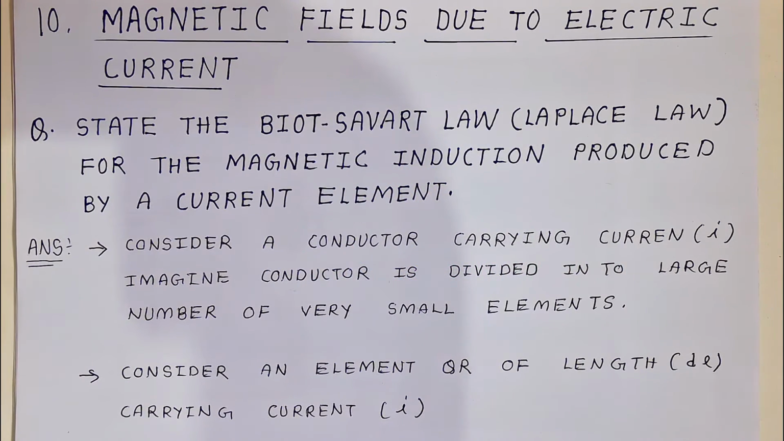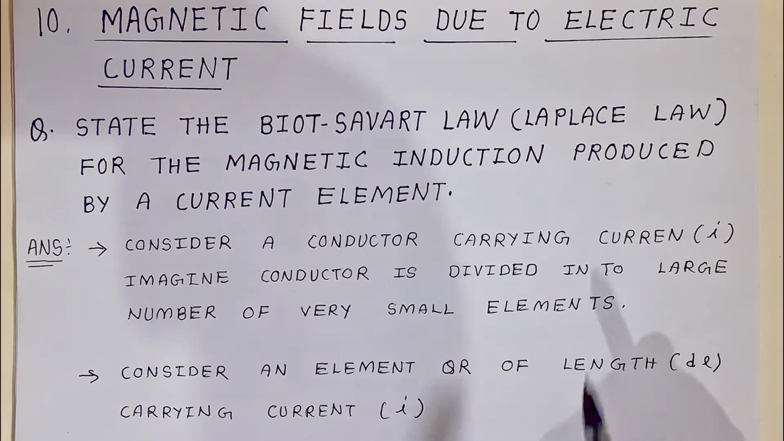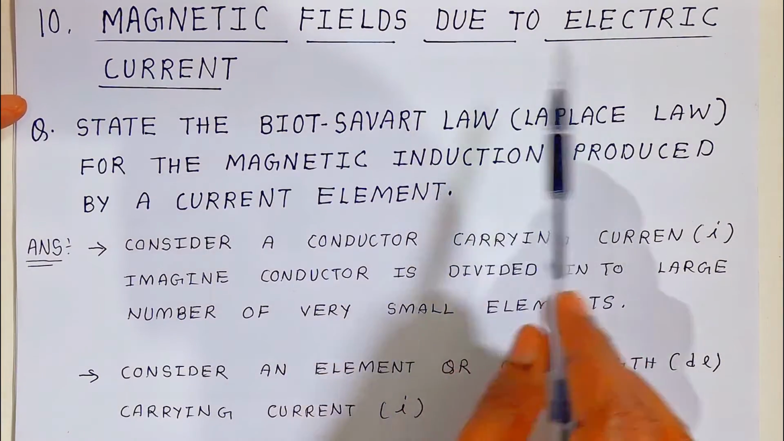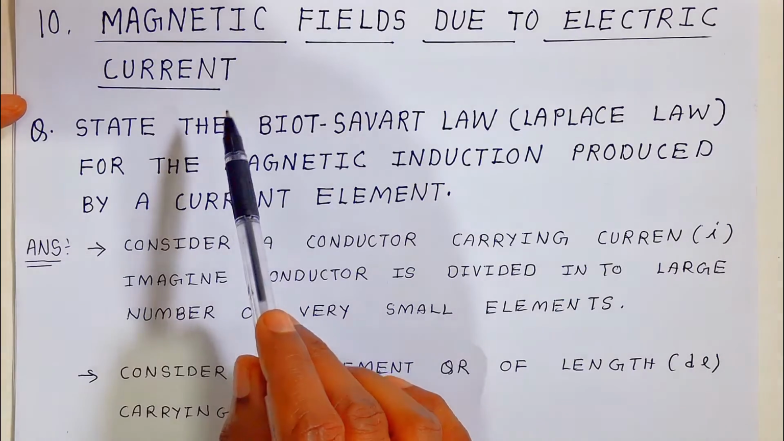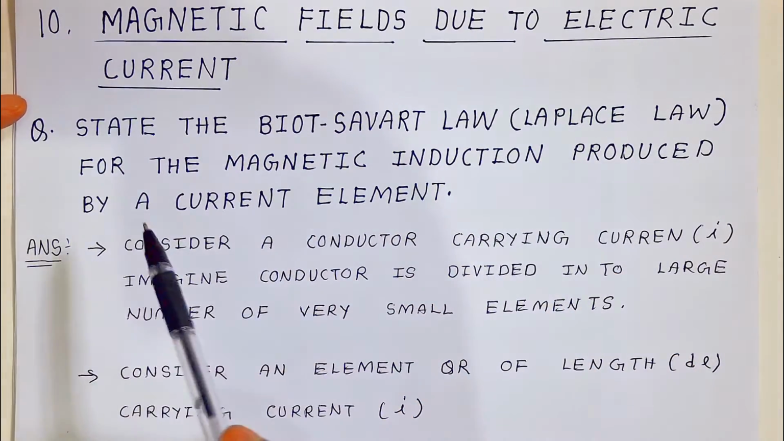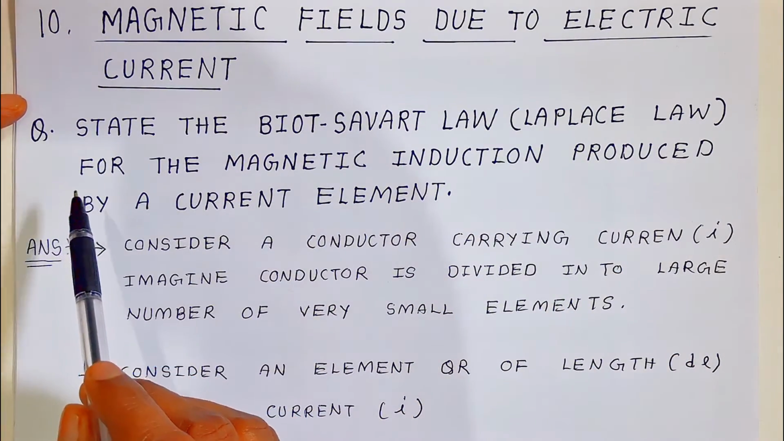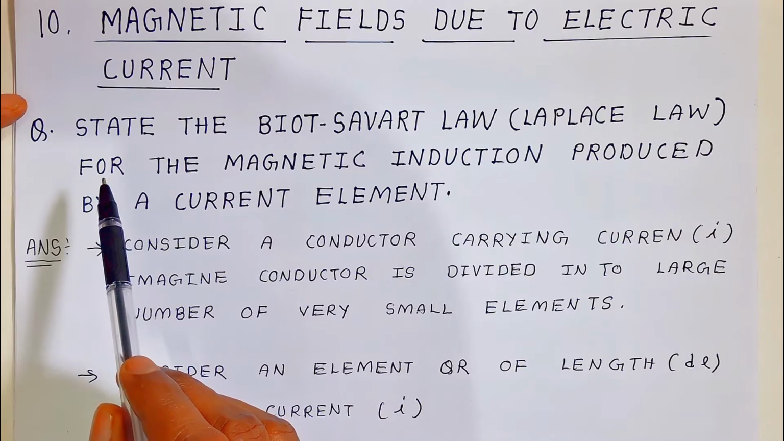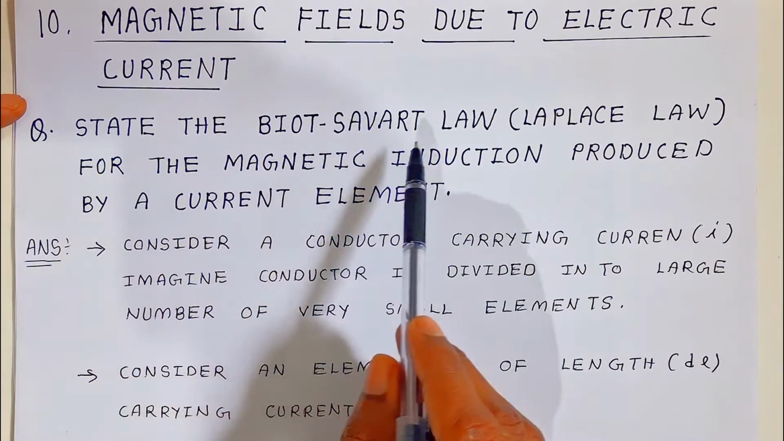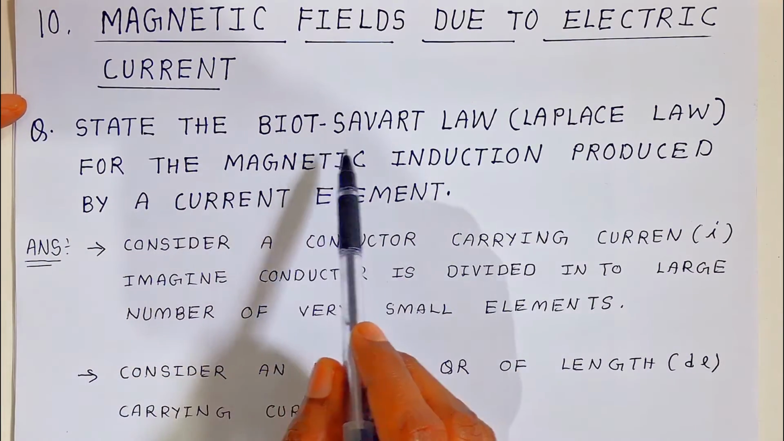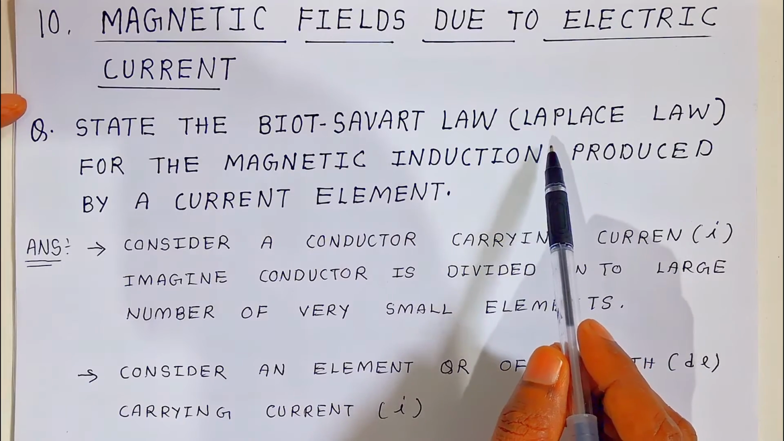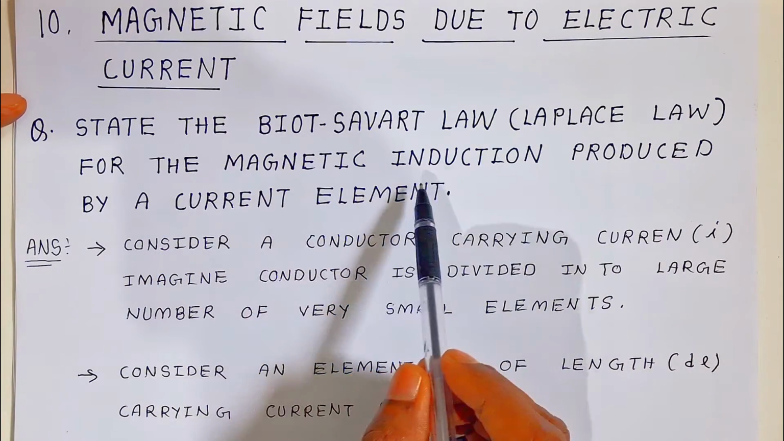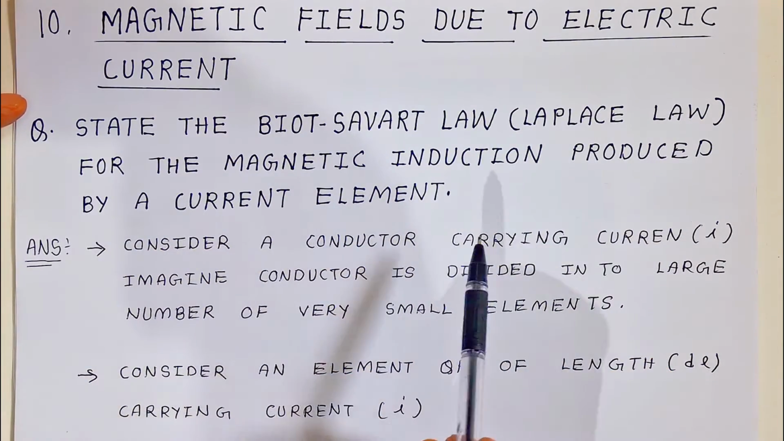In this video, students, we are going to see Lesson 10, that is magnetic fields due to electric current. In that, students, we have a question in the board examination. They are asking: State the Biot-Savart Law, that is also called Laplace's Law, for the magnetic induction produced by a current element.